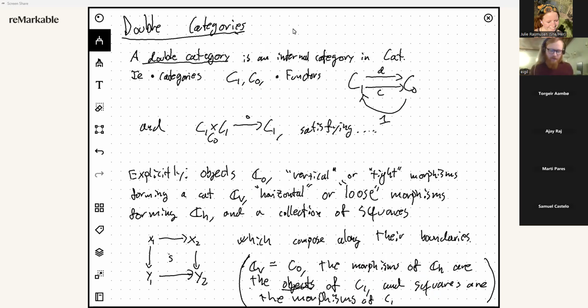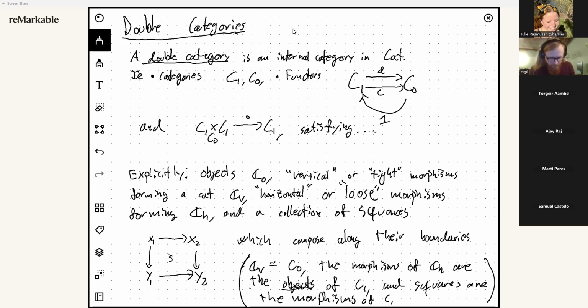And so this explicit description makes it kind of obvious that there's a symmetry. If you swap the vertical and horizontal morphisms, you still have a double category, which is not completely clear in this kind of definition. Yeah. So that's a double category.